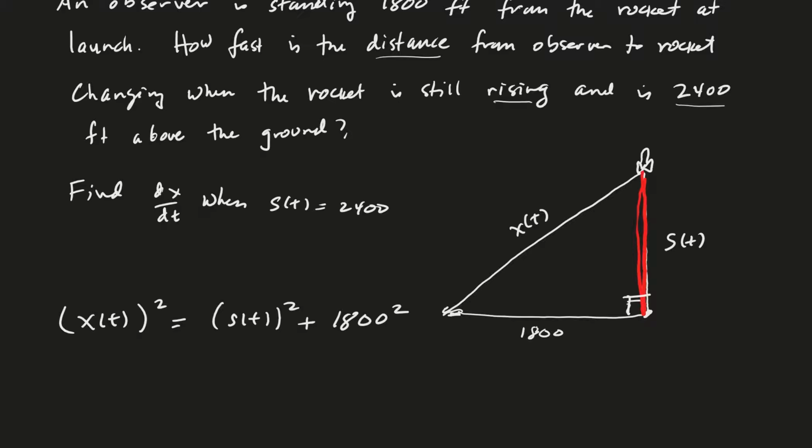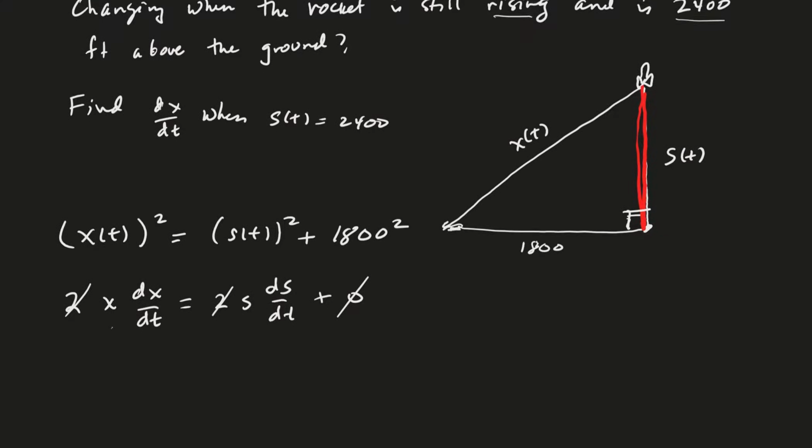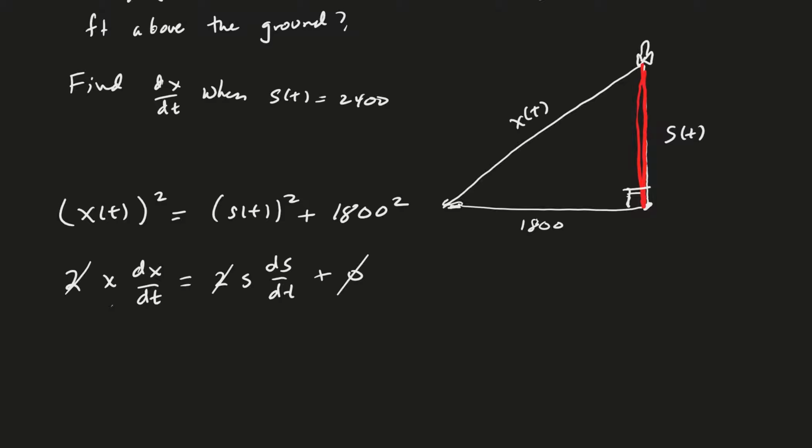Let's see if we can get away with that though, because now when I differentiate, I'm going to have 2x times dx over dt, right? So I'm having to use the chain rule on this side. And actually it's going to be the same thing for the s of t, right? So 2 times s times ds over dt. And then the 1800 squared is going to be 0. Alright, so now when I'm solving this, I can get rid of the 2's. And so what I'm trying to find then is dx over dt, when s is equal to 2400.